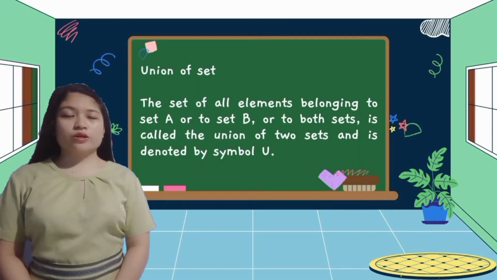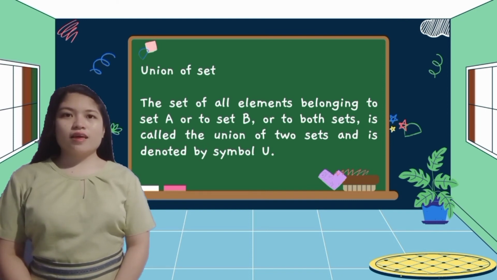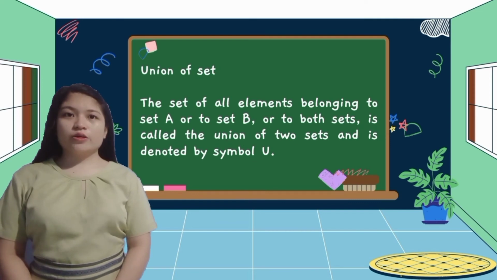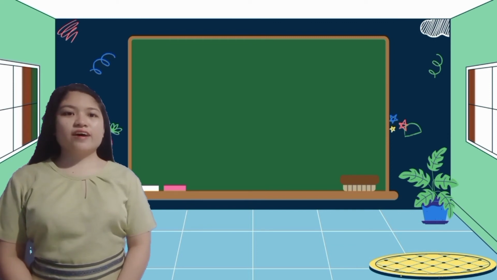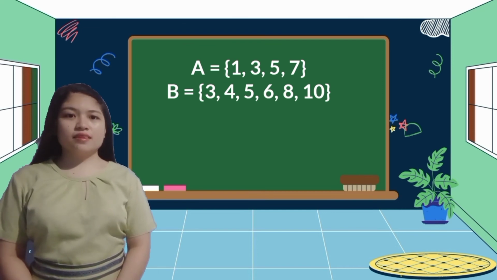First, we have union of sets. The set of all elements that belong to set A or to set B or to both sets is called the union of two sets, and it is denoted by the symbol U. I'll give an example. Let's find the union of set A, which contains 1, 3, 5, and 7, and set B, which contains 3, 4, 5, 6, 8, and 10.